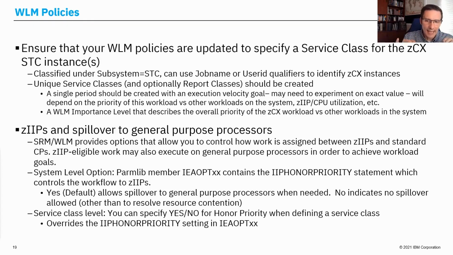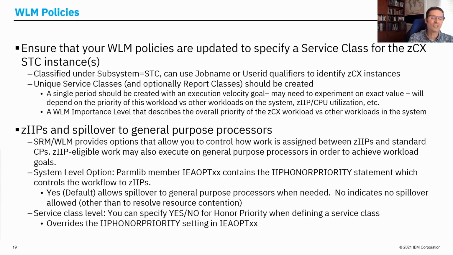Okay, and so that's one thing to consider in terms of the execution velocity goal differences between different appliances. I also may, for that mission critical work, say, you know what, I want to honor priority because I can't afford for this thing to take a long time. So if there are no zIIPs available, I'm willing to spill over into GPPs. But for other workload, I may say, absolutely not. I don't want it to impact my MLC. I want to disable that.